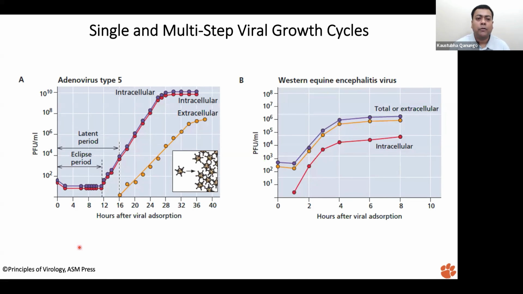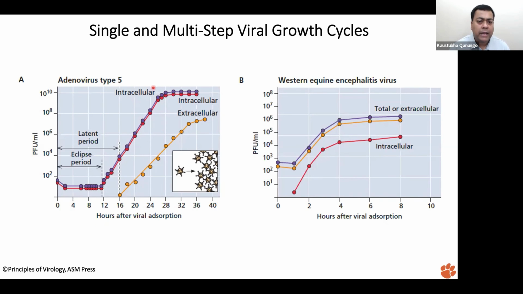So here, what we are looking at, on the left-hand side, is an adenovirus type 5, which is an extracellular, naked virus. And this actually assembles, and the cell will burst, and it will come out. And we'll just come back to the B later.